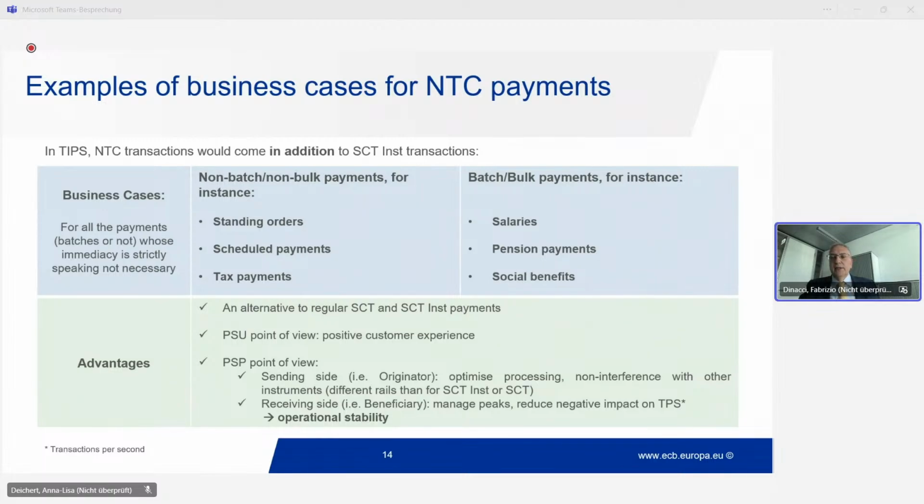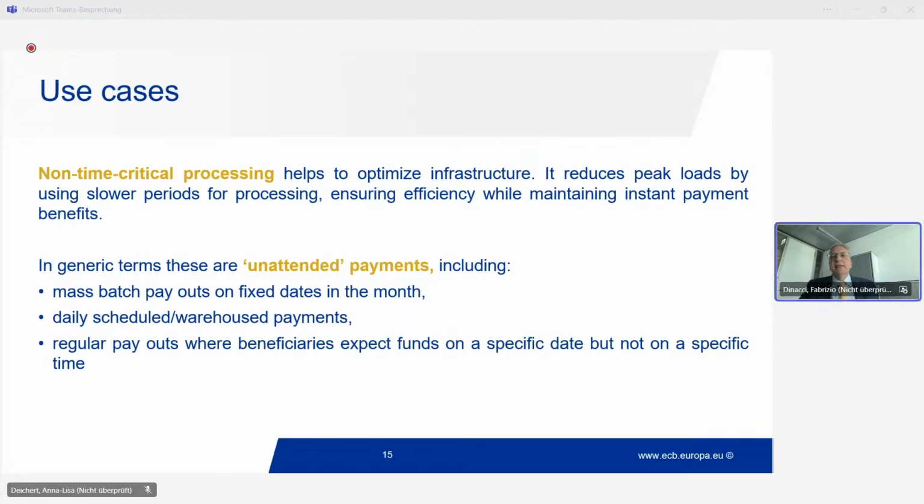Now, if we go to the next slide, we see that, as we said, the non-time critical processing helps to optimize the infrastructure. But here, infrastructure means not only TIPS or CSM, but all levels. Of course, also the infrastructure of banks. It helps reducing the peak loads. It also ensures the efficiency, but at the same time maintaining practically all the benefits that already come with the instant payments. And again, there are some elements here that more or less we already elaborated. Here, one point I would like to make sure: again, we are TIPS. So TIPS means that we take care of the whole ecosystem. We don't take care of TIPS only.